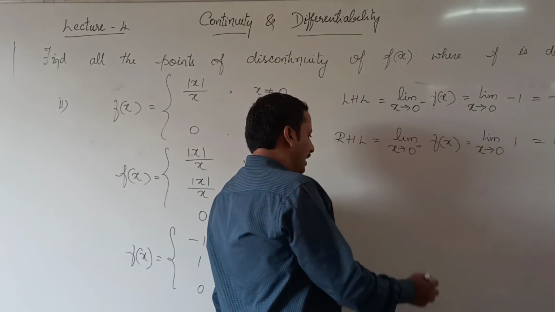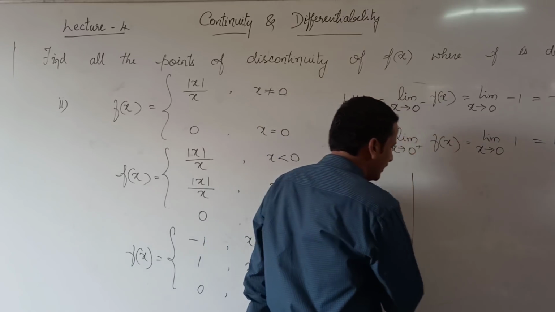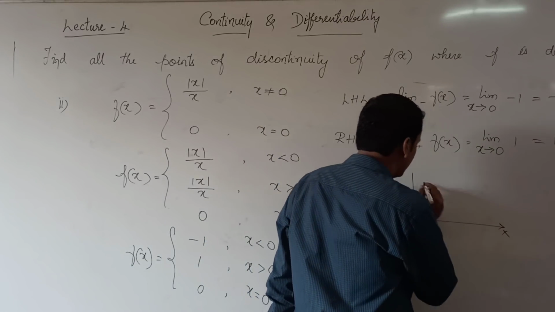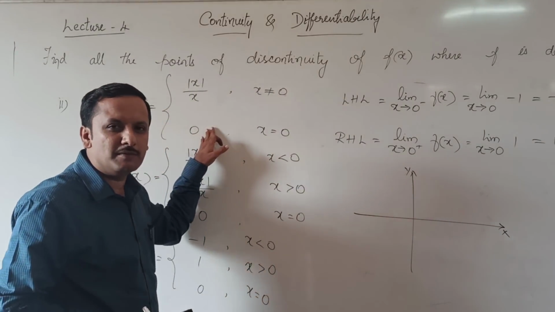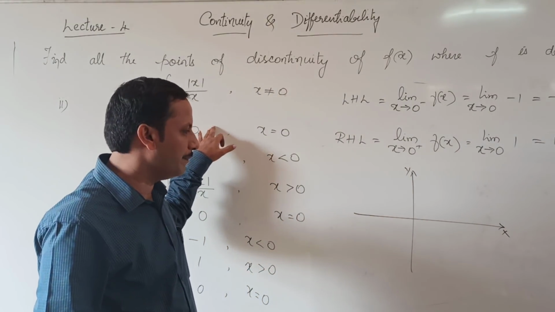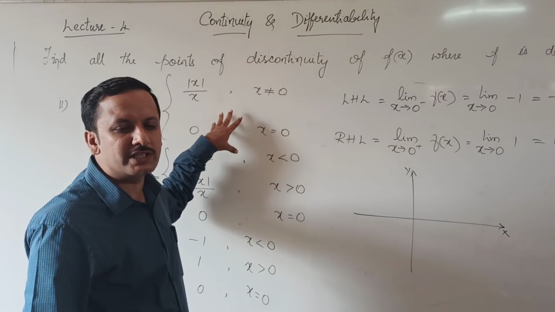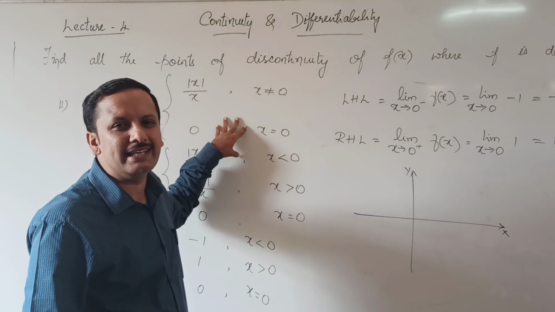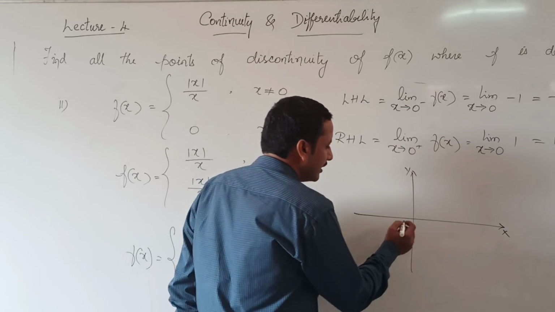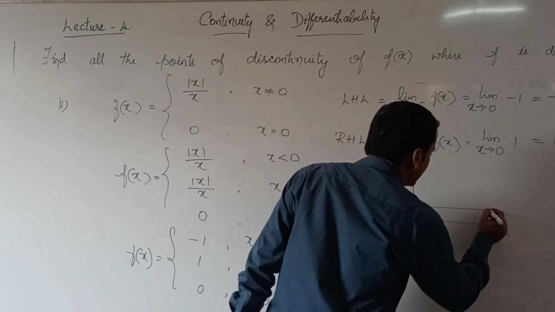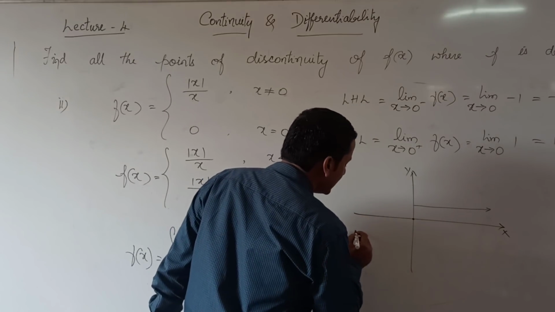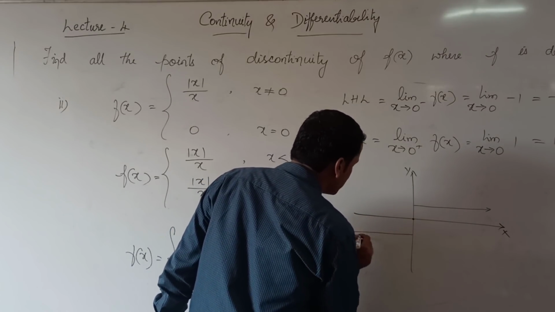Okay. Now, actually this is a very well known function. This example is very well known to you. I think most of you must have understood by now that this function is nothing but the signum function. At 0, it is defined as 0. When x is positive, it is defined as 1. When x is negative, it is defined as minus 1.